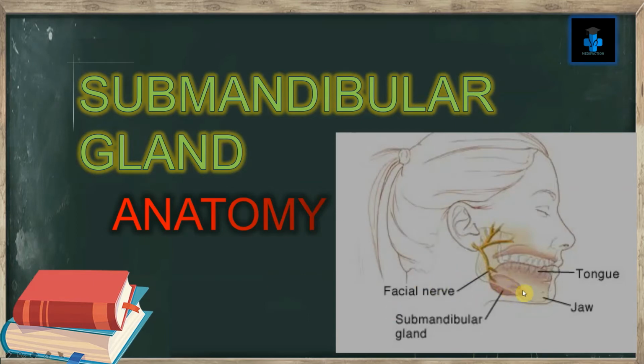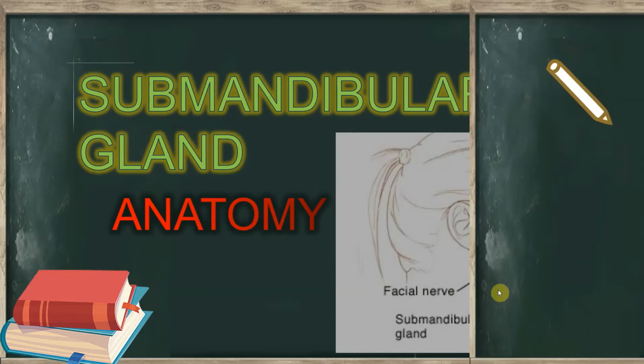Today we will learn about the anatomy of submandibular gland. So the submandibular gland is the second of the three major head salivary glands after the parotid and before the sublingual gland. It is situated both superiorly and inferiorly to the posterior aspect of the mandible in the submandibular triangle of the neck, and it also makes up part of the floor of the oral cavity.